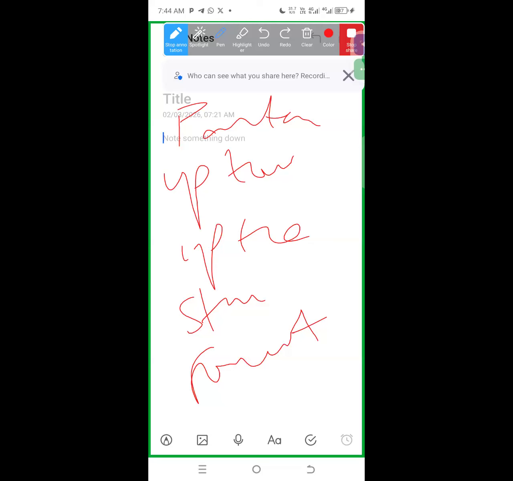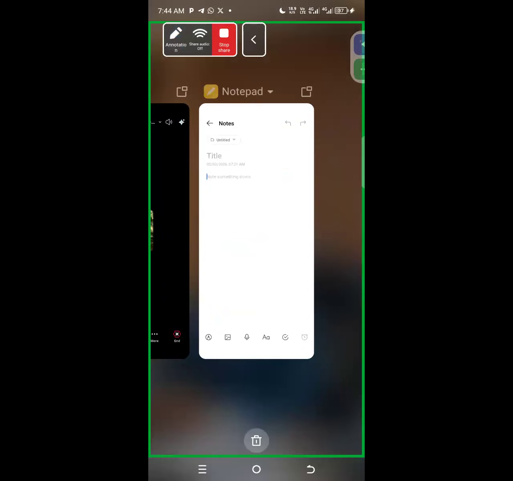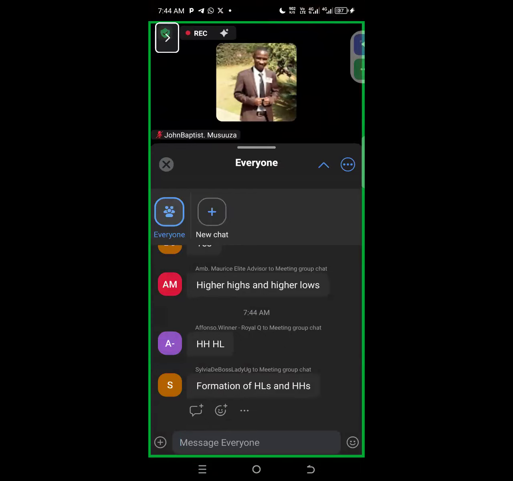Drop the answer in the chat box. The pattern, formation, or structure of an uptrend market. Drop it in the chat box and let me see. I want more people to answer this question to know if they are following.